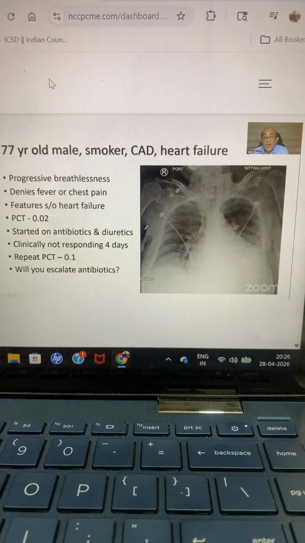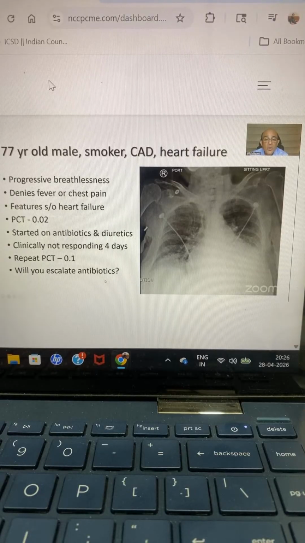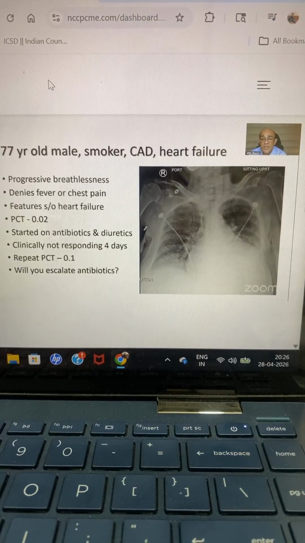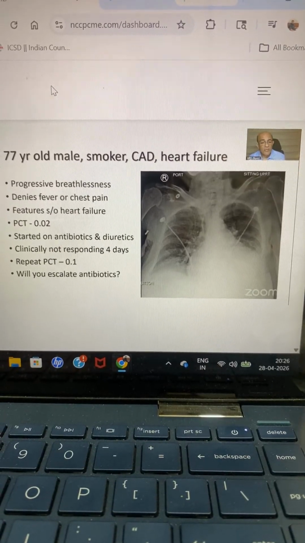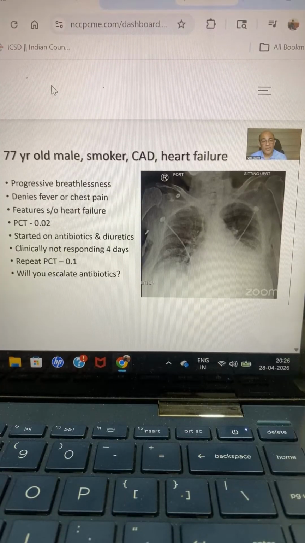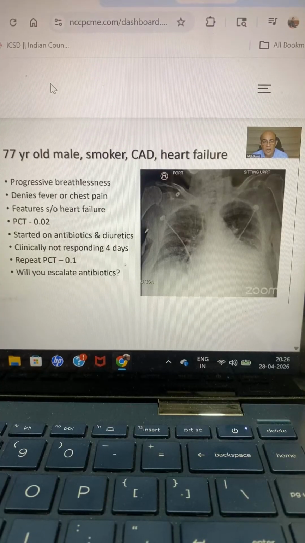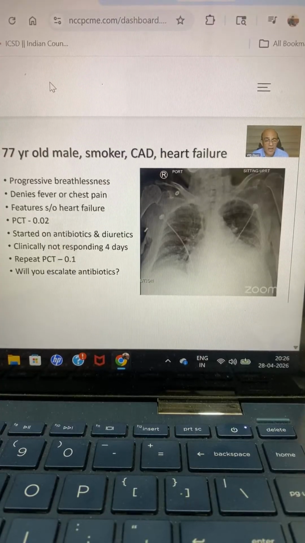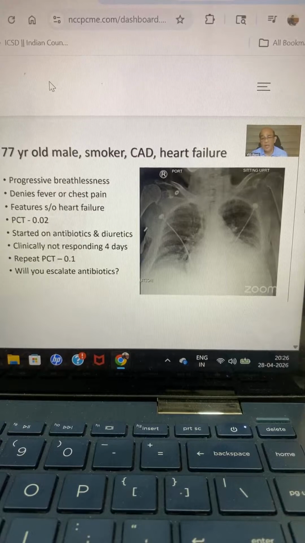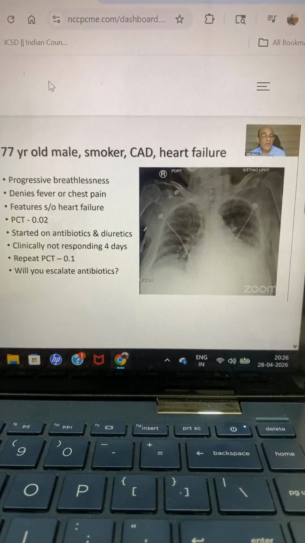Clinically, after 4 days, there was not much improvement, and a repeat PCT after 3 days was again 0.1. Will you escalate antibiotics? The answer is no. This person has come with what appears to be definitely heart failure with a normal PCT, and after 3-4 days there is no elevation of PCT. There is enough evidence to say that this is unlikely to be an infection, and I would look at other reasons why the patient is not responding to treatment. Maybe you need to optimize the heart failure treatment, or look at other causes rather than considering infection as a possibility. Two normal or insignificant PCT values make it reasonable to say that sepsis is less likely.